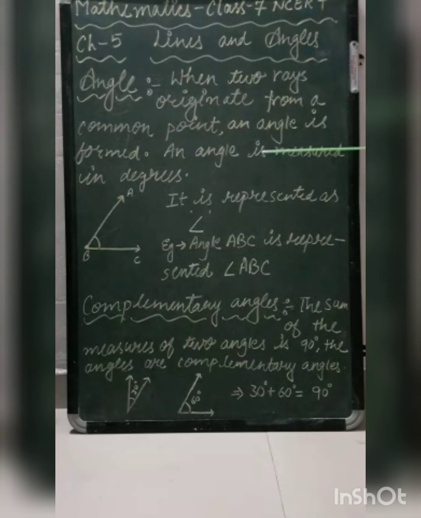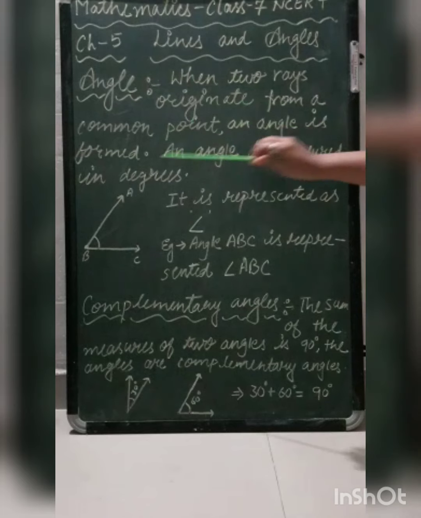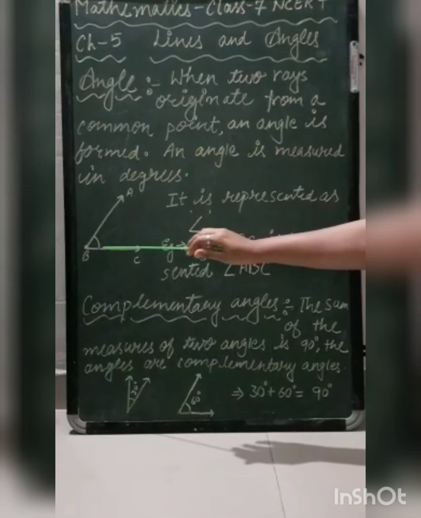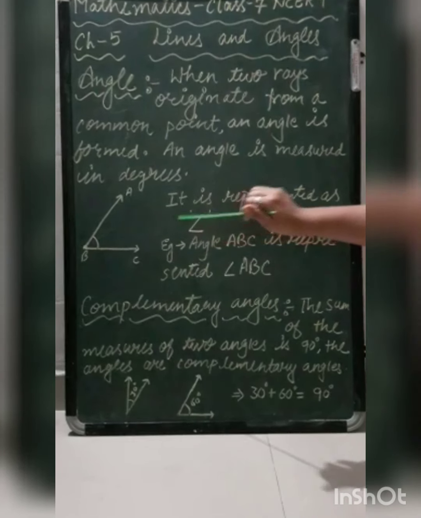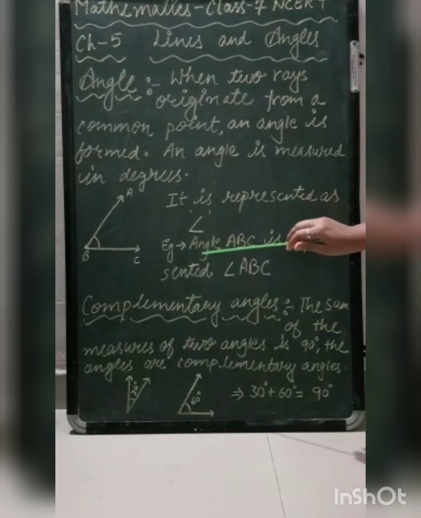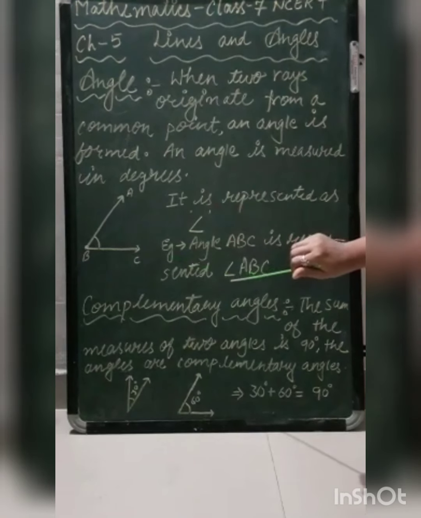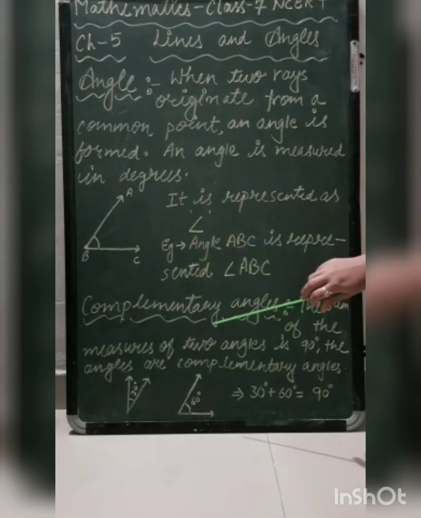Now the next definition is angle. What is an angle? When two rays originate from a common point, an angle is formed. An angle is measured in degrees, right? You can see in the figure that two rays originate from one common point B, so an angle is formed. An angle is represented with this symbol, right? This is the symbol of angle. For example, if you want to write the name of this angle, you will write angle ABC.